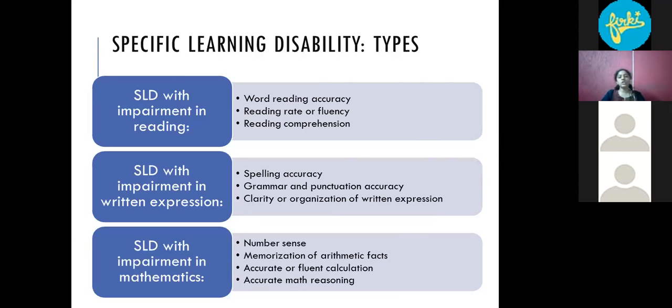The second typology is specific learning disability with impairment in written expression. So we are not talking so much about handwriting here. We are looking at how the child is able to pen down what one thinks, what one ideates, what one wants to communicate to others. Now, in the process of writing what they think and feel, they may lack clarity or organization of what they're thinking. So they may repeat ideas, or they may just put down ideas without continuity.